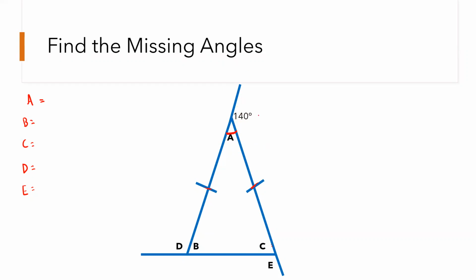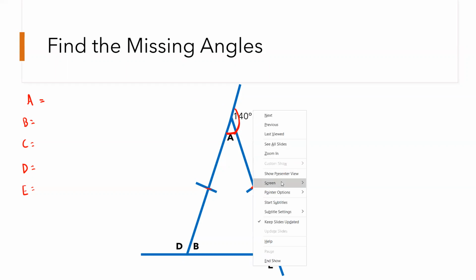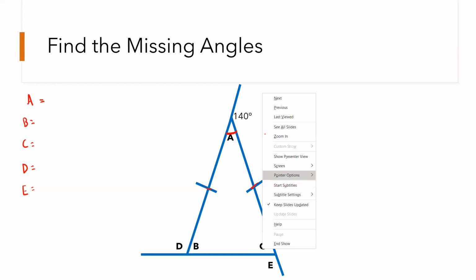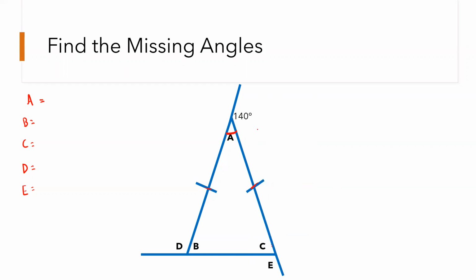Wow, you guys are really asleep today. So A and the 140-degree angle are supplementary. They form a straight line together. So since they're supplementary, that means their angles add up to 180 degrees. So what would A have to be? 180 minus 140 gives us 40 degrees for A. So A is 40 degrees.